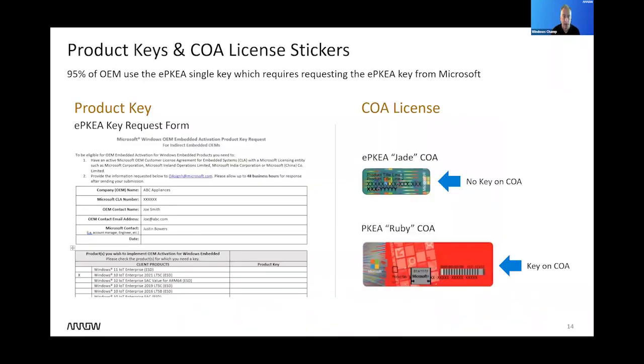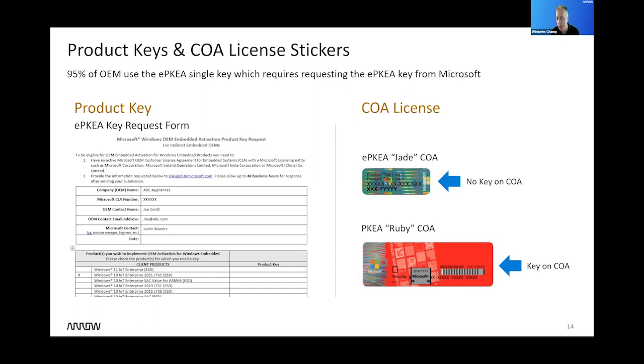So next up is the product keys and the COA license stickers. First of all, most people believe that the product key is the license, and it's not. It's the sticker. The product key is just used to enable the Windows operating system. The sticker that you buy is the actual license.